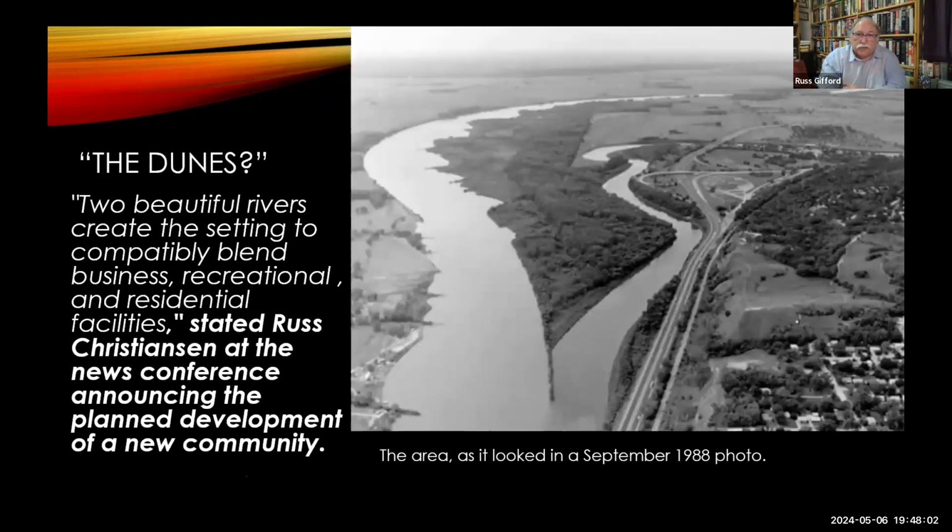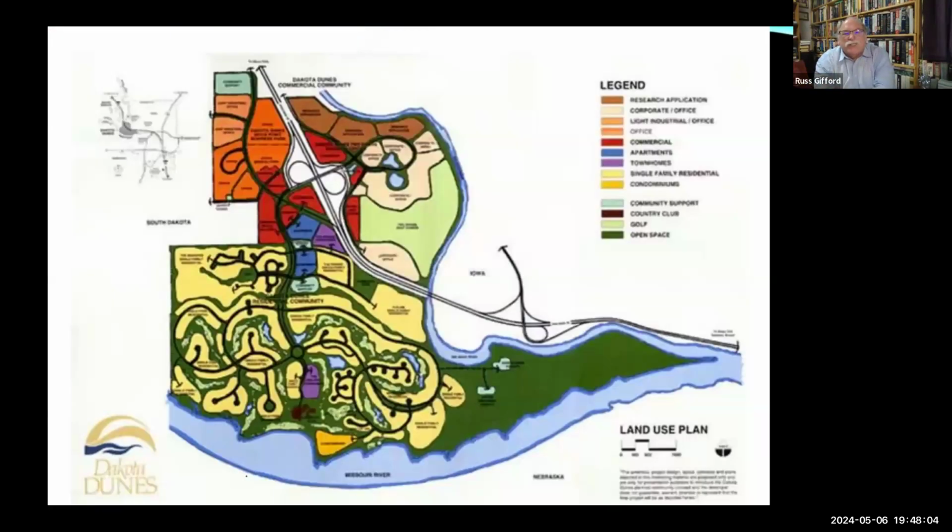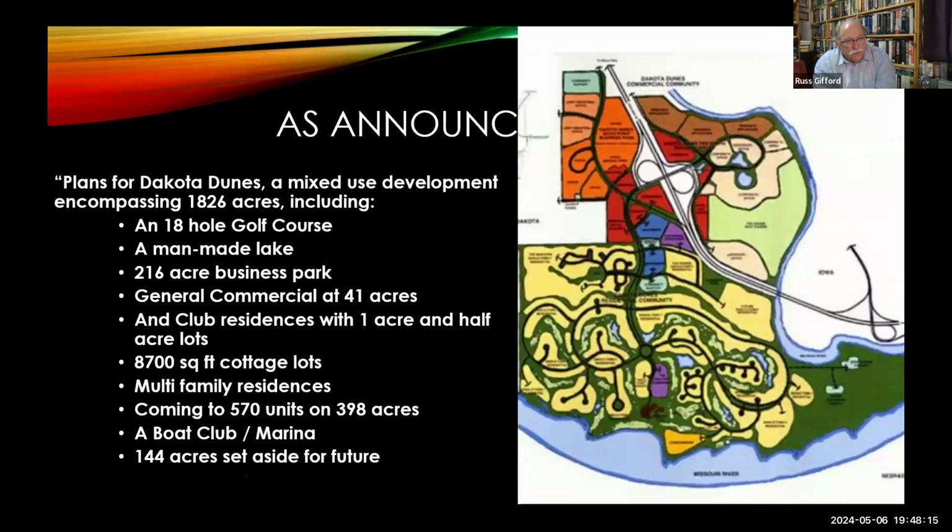So what he announces, of course, is what we come to know as the Dunes. It is going to be a mixed use development encompassing over 1,800 acres. It's going to include an 18-hole golf course, a man-made lake, 216 acres of a business park. The general commercial area is going to have about 40 acres. The club residence, and you're going to have 1 acre and half acre lots that people can buy and build on.